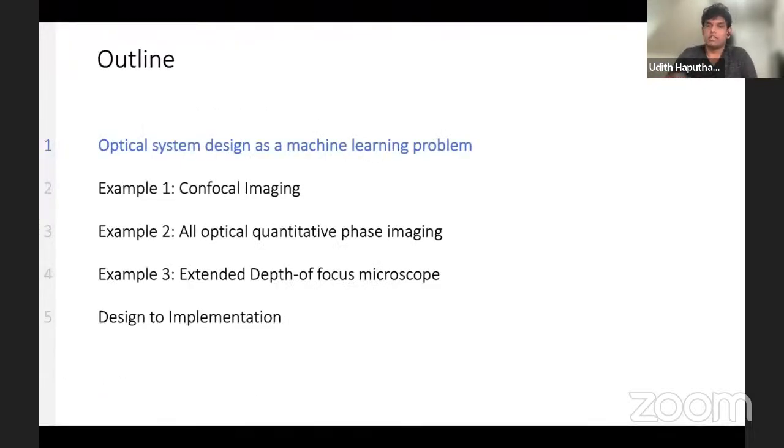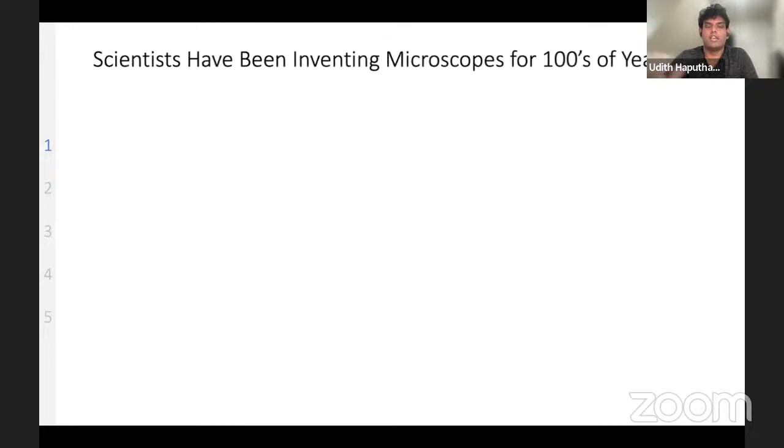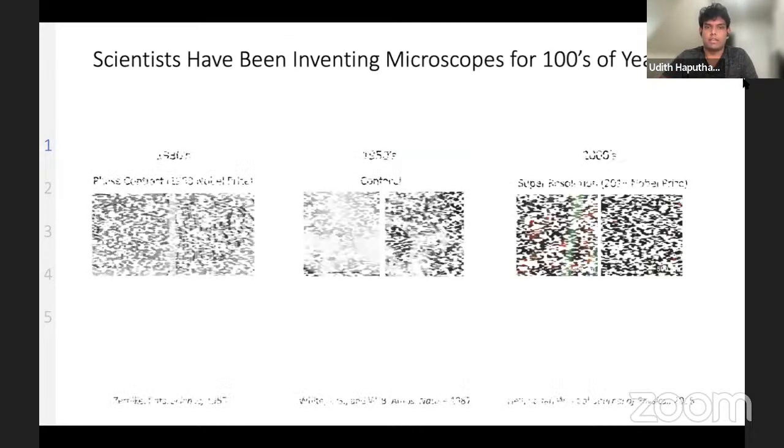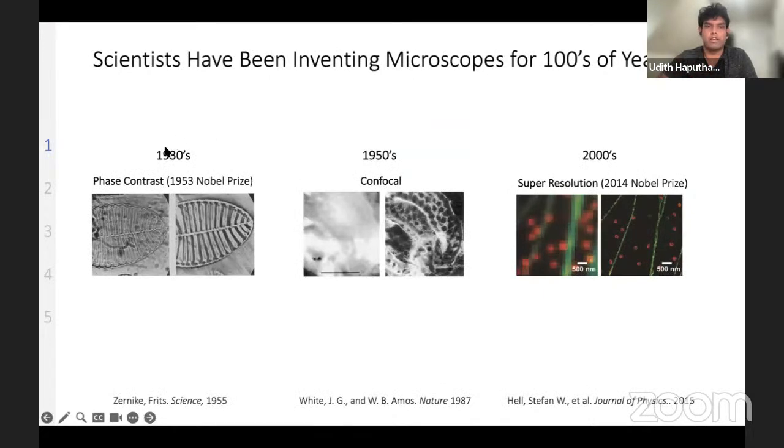So in this work, what we try to achieve is, can we use machine learning to design new imaging designs, new optical setups, so new microscopes? So what we want is, without giving anything, can machine learning figure out the correct optical setup to do some task?